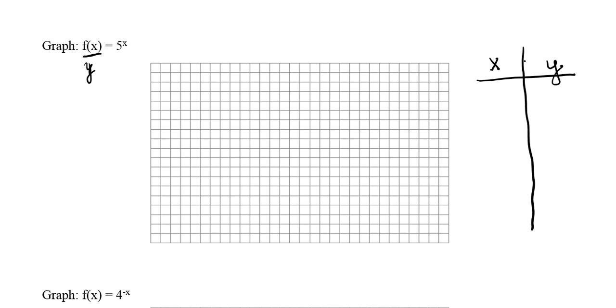So I'm going to pick x's to plug in, and I'm going to get y's out. So I'm just going to pick some numbers. Let's do maybe -2, -1, 0, 1, 2, and let's see what happens. So I'm plugging 5 to that power. So 5 to the -2, 5 to the -1. So these are powers. 5 to the 0, 5 to the first, 5 to the second.